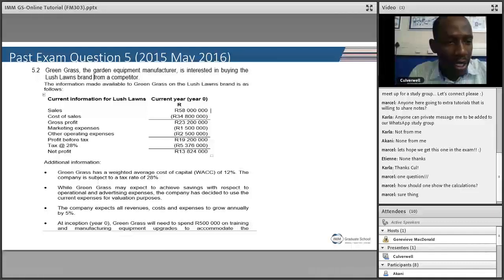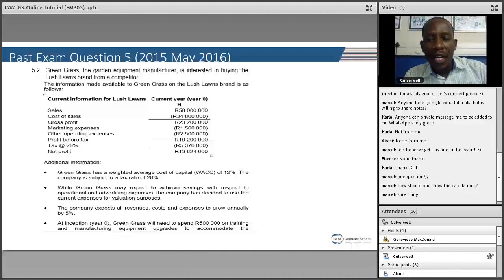I'll read on the question. It says, the information made available to Greengrass on the Lush Lawns brand is as follows. So the information that I'm having there is a short table of an income statement, an extract. It is of Lush Lawns. Current information for Lush Lawns. And the question stipulated current information for Lush Lawns.